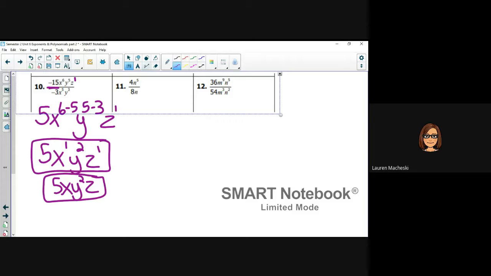All right, number 11, you do need to be a little bit cautious here because 4 divided by 8, my coefficients there, doesn't divide evenly. When your numerator, the number on the top, is smaller than your denominator, it's going to have to be left as a fraction. So 4/8 reduces to 1/2. N to the first divided by n to the fifth. When I divide like bases, I subtract. So that gives me 1/2 n to the fourth. So the coefficient is 1/2, and then n to the fourth is on the side.